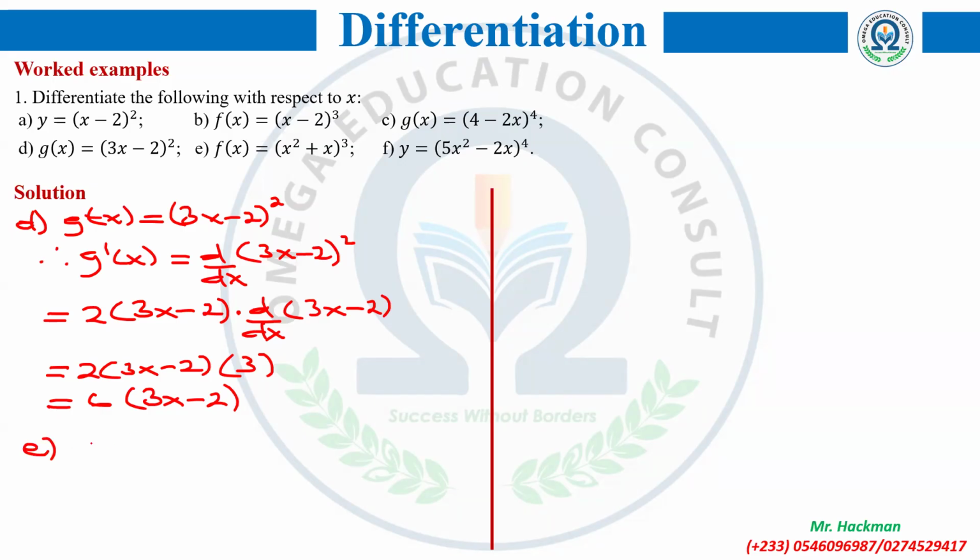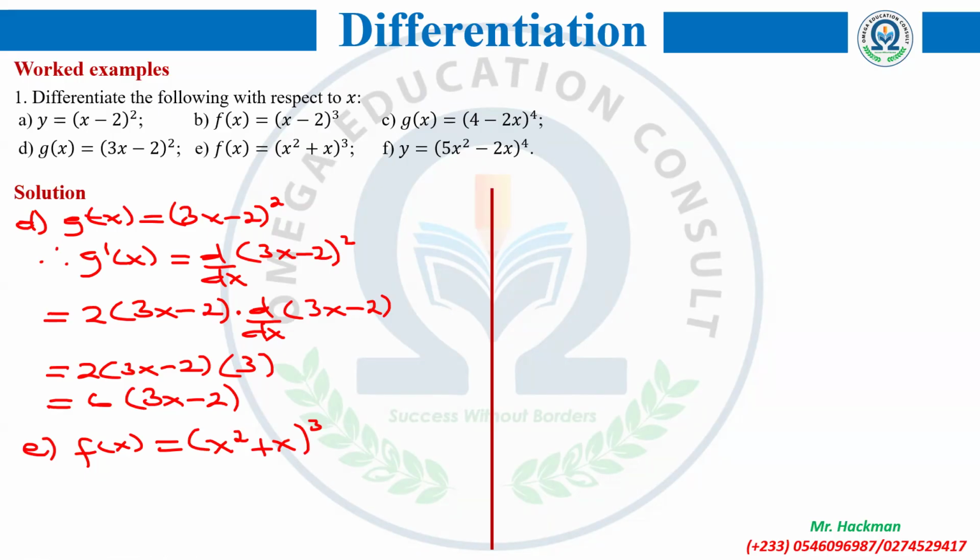What are we given? f of x is equal to x squared plus x, all cubed. You can see that so far, all the functions we've solved were linear. Now what we have here is which kind of function in the brackets: linear, quadratic, or cubic? Quadratic. It's quite different, but it's the same concept that we are going to use.